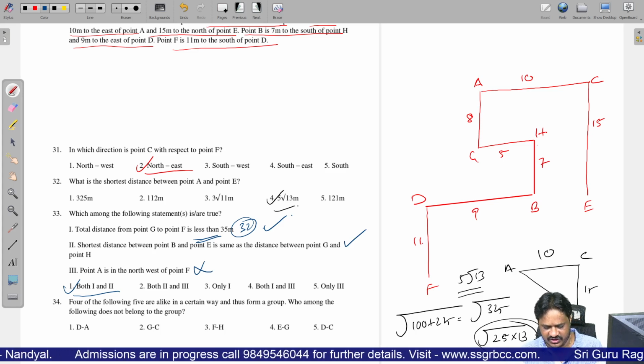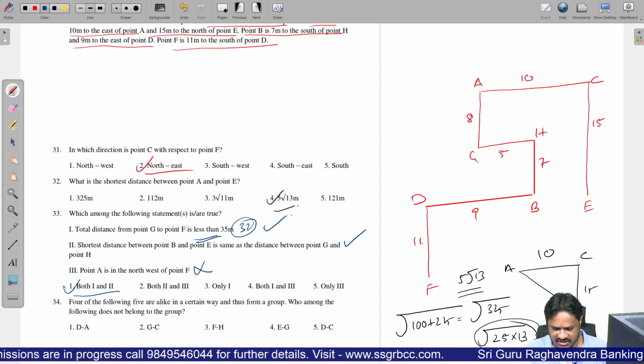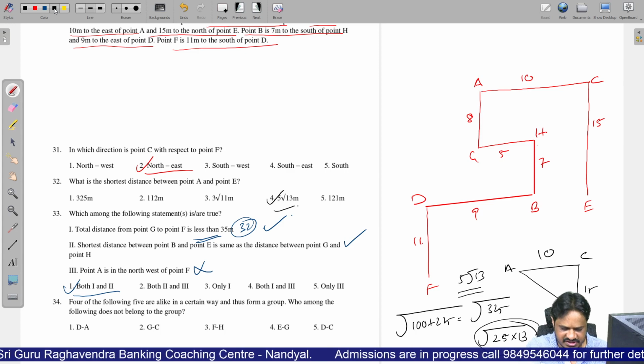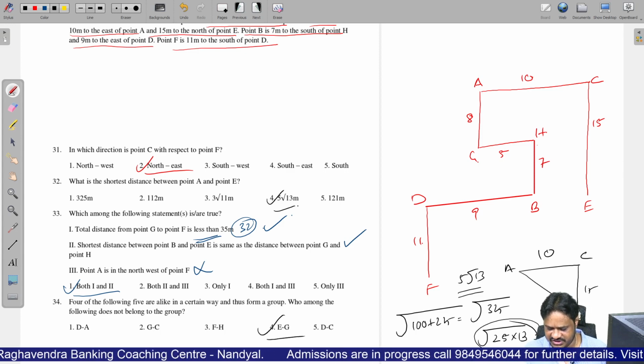4 of the following 5 are alike in a certain way and hence form a group. Which is the one that does not? So if you see from D, A is to the northeast. From G, C is northeast. From F, H is northeast. From E, G is northwest. So all are northeast except EG, which is northwest.